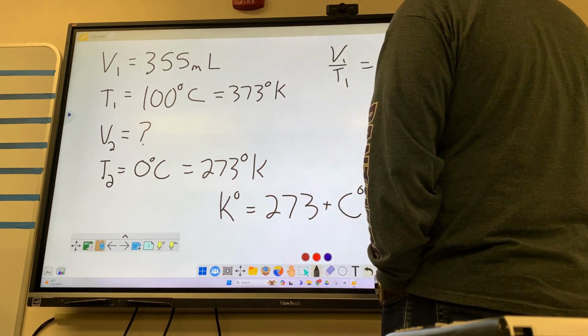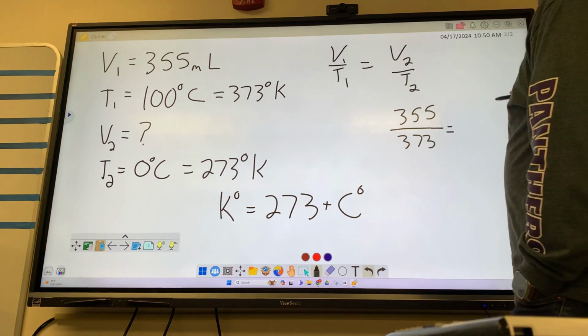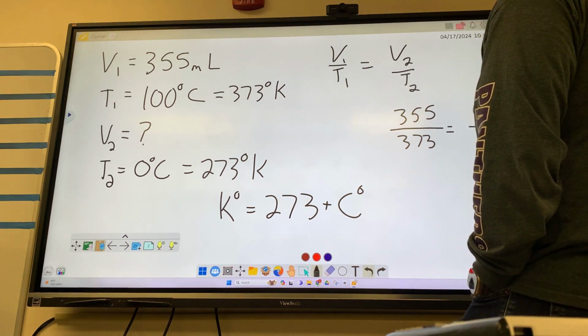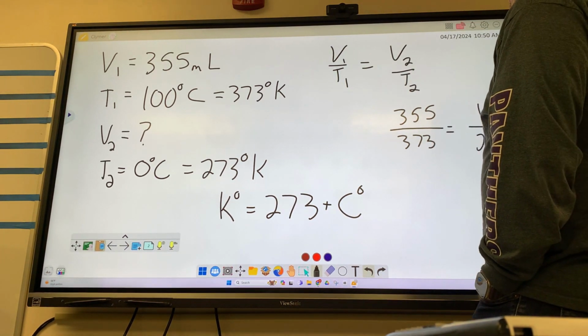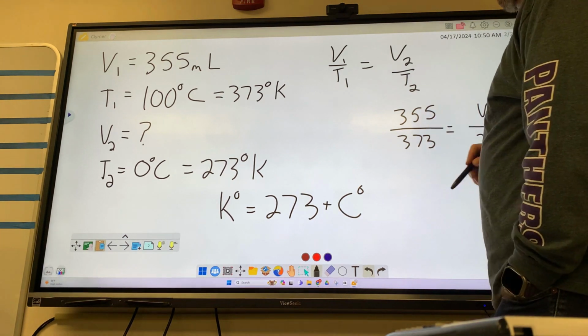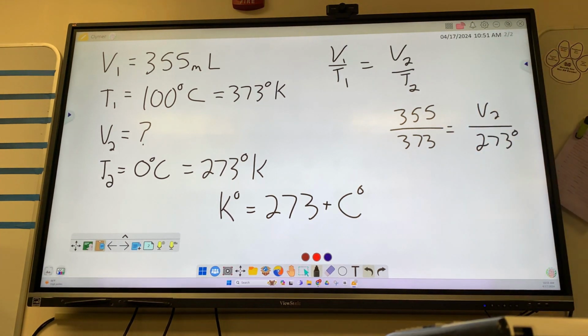Wait, even if it's positive, you still have to change it? Yes. We're going to talk about that in just a second. This math, this conversion to Kelvin, has to happen every time you use Charles' law. Whether the numbers are positive or negative or 0, it makes no difference. To do this math, you have to convert to Kelvin units.